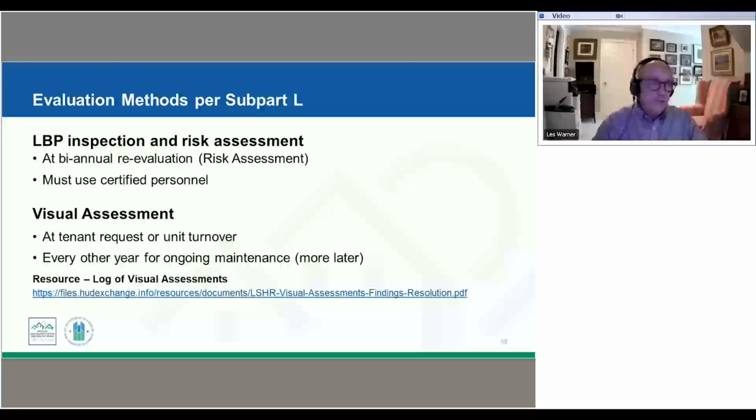So this isn't something that you could send out, let's say, a property maintenance person who was not certified to be able to conduct a lead-based paint inspection and risk assessment. We do need to be able to document that the individual that completed that has the appropriate credentials. Now, when we talk about either a tenant request or unit turnover, this ongoing process for a visual assessment is something that will need to be done by someone that's certified, but that certification can be done through an online training.